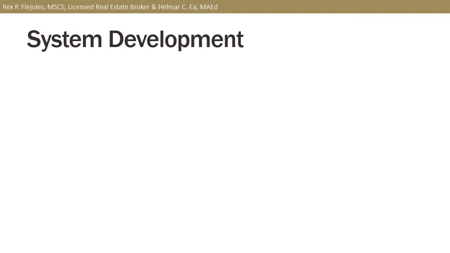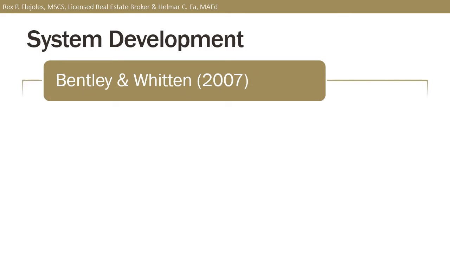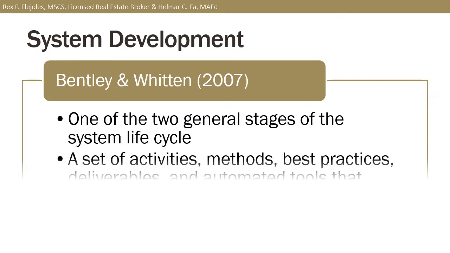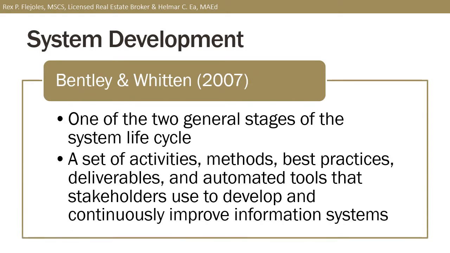In the computing field, the term developmental research is not used. Instead, we refer to it as system development based on system development life cycle principles. Based on the book of Bentley and Whitten, system development is one of the two general stages of the system life cycle. It is a set of activities, methods, best practices, deliverables, and automated tools that stakeholders use to develop and continuously improve information systems.